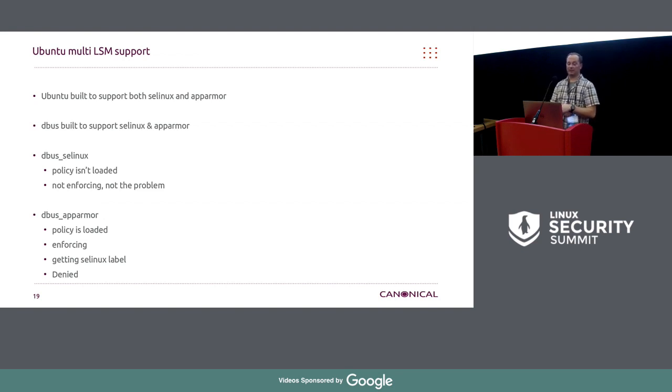Ubuntu is built with support for both SELinux and AppArmor enabled in all its user space components by default. Dbus is built to support SELinux and AppArmor. So Dbus SELinux goes and looks and says, oh, I've got no policy, I'm not enforcing anything. That's okay. AppArmor comes in and says, I've got policy, that's great, and I'm enforcing. I get an SELinux label. And that's a no-no, so it kills it. So that's why we failed to boot.